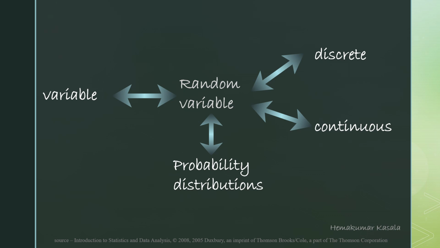I am Hemukumar Kasala, and in this video I wish to explain what a random variable is and how it specializes as against a variable. Two forms of random variables, namely discrete and continuous, and finally an introduction to the probability distributions of discrete and continuous random variables. Let's get into the video.